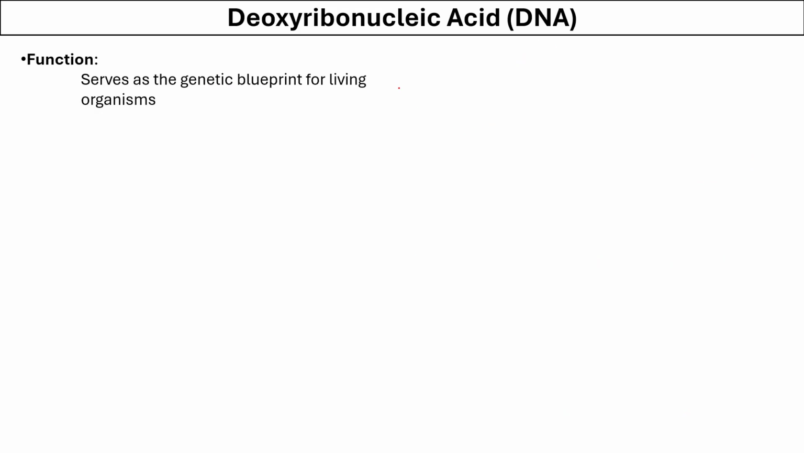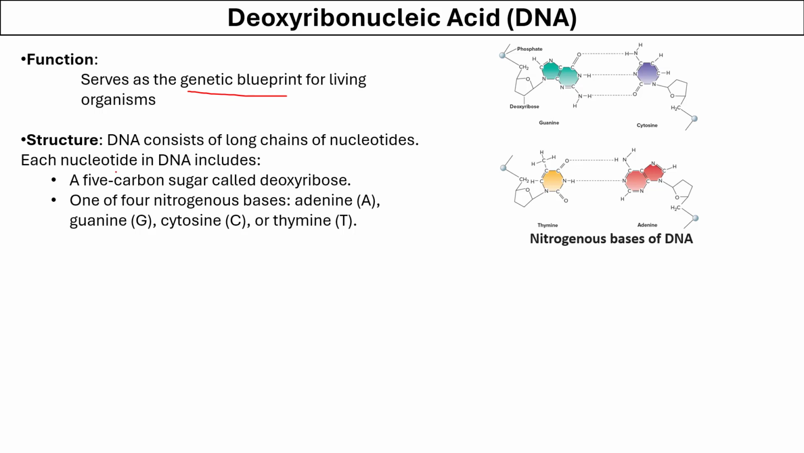Let's first talk about DNA, the first type of nucleic acid. DNA is the genetic blueprint of all living organisms. They are passed from parents to offspring, and they carry the genetic information, what kind of proteins to synthesize, what kind of characters to carry on.